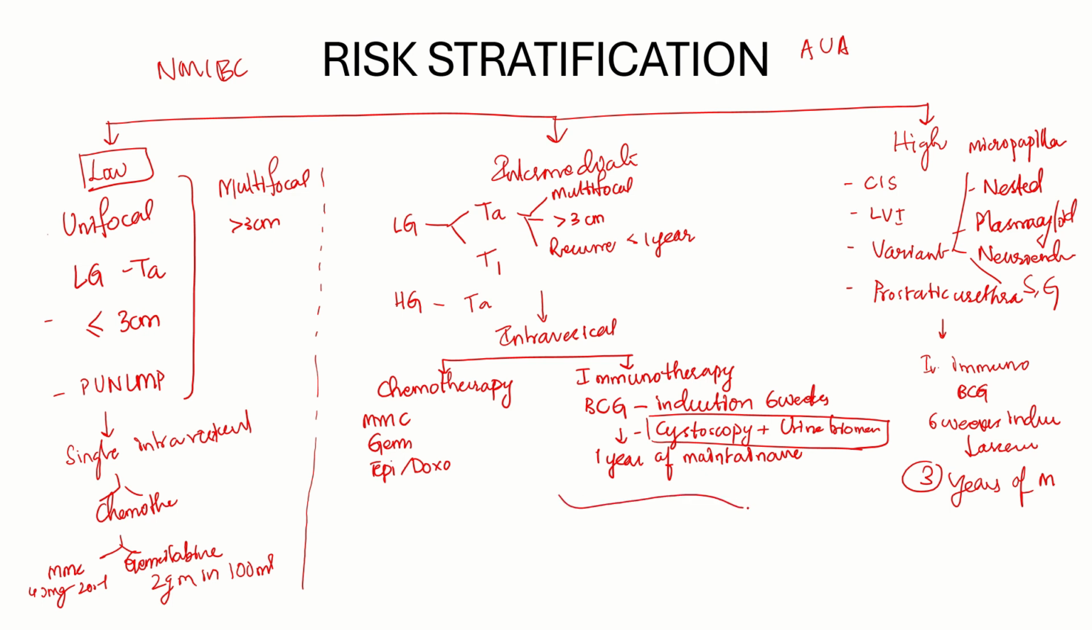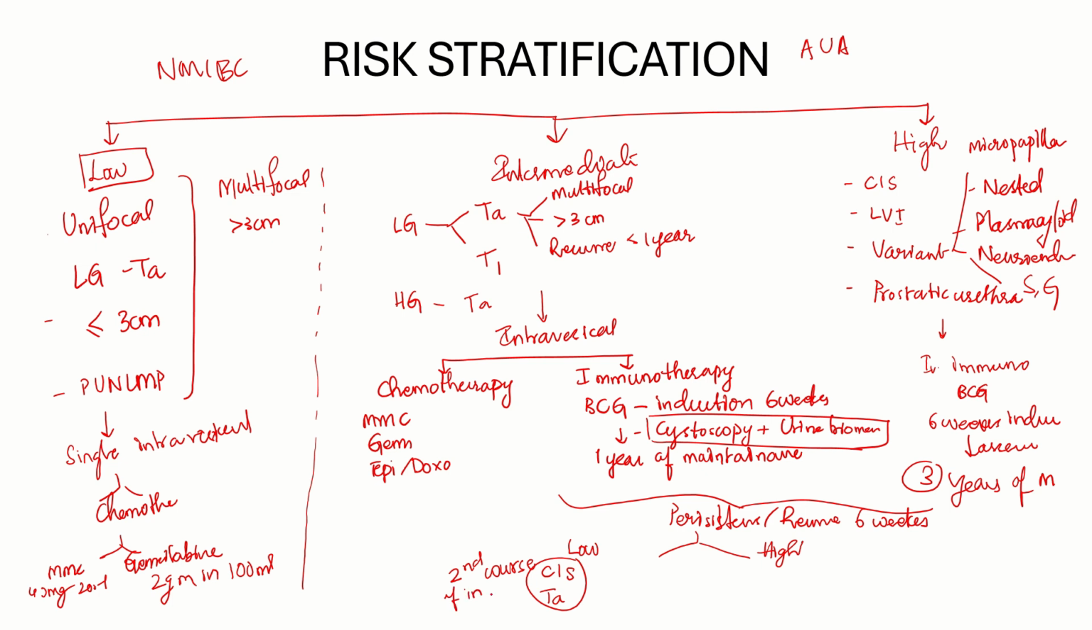In either of these groups, if there is persistence or recurrence at the end of 6 weeks, it can be either a low-risk recurrence or a high-risk recurrence. Low-risk recurrence is presence of carcinoma in situ or TA papillary tumors. In these patients, give a second course of induction immunotherapy. Whereas if the recurrence is of high risk, that is anything more than carcinoma in situ and TA, that is high-grade tumors, or the presence of T1, then you go ahead with radical cystectomy.